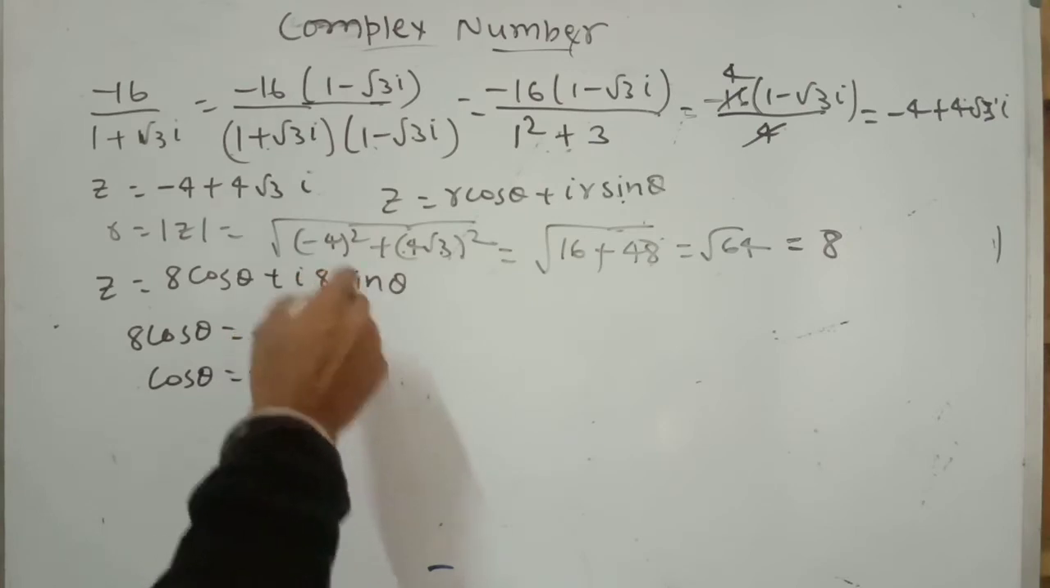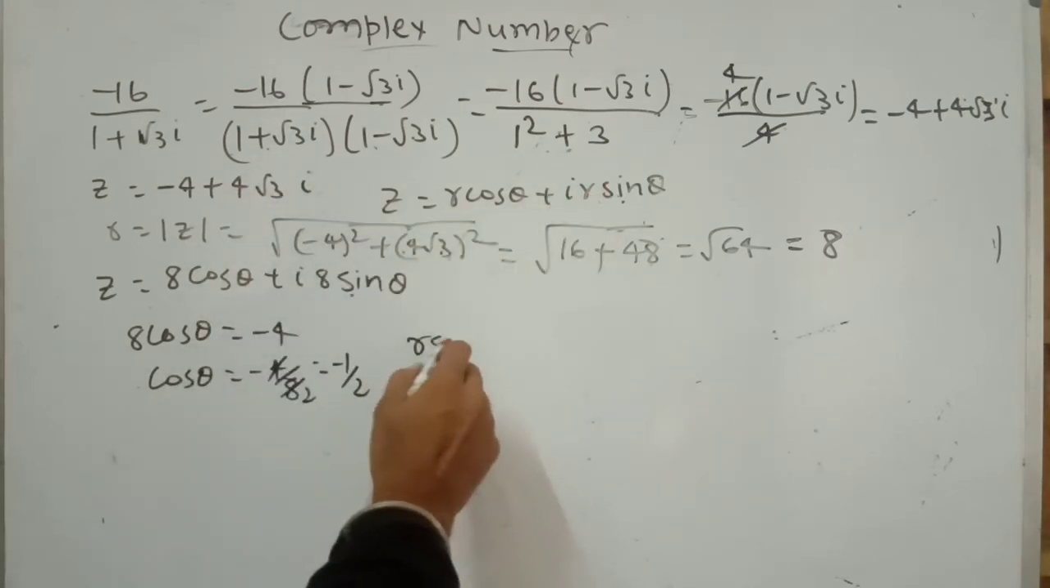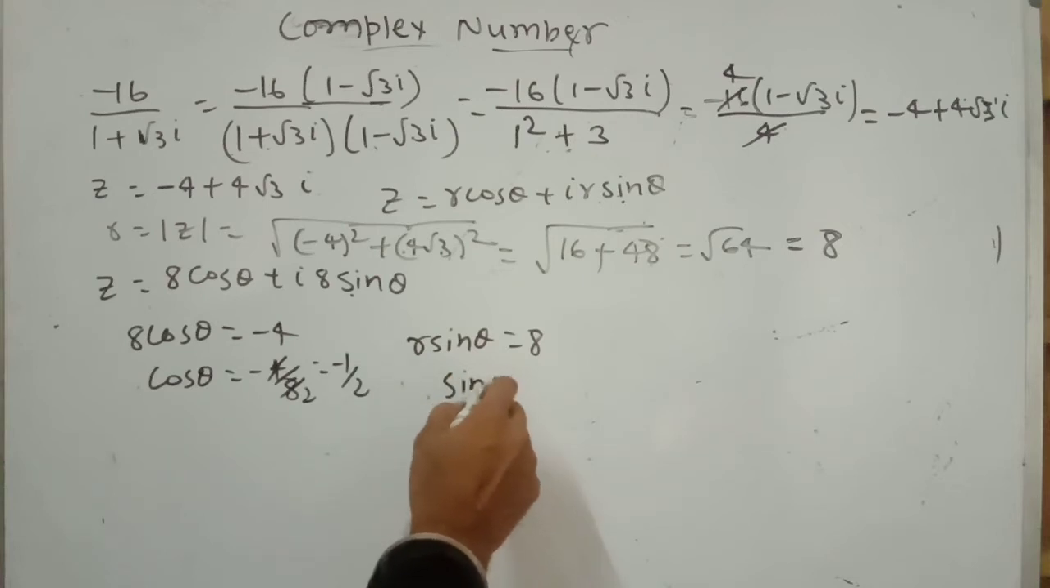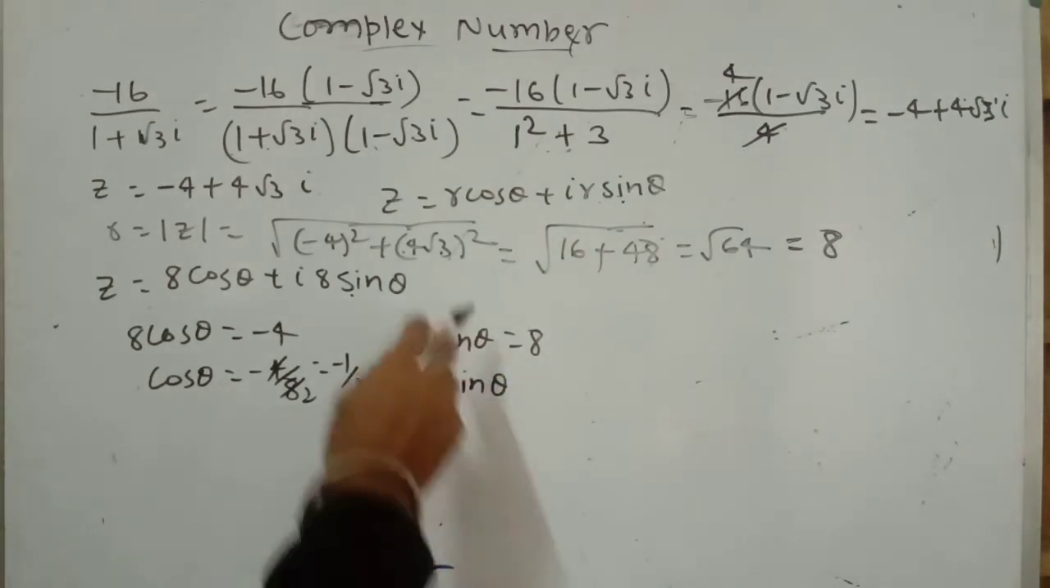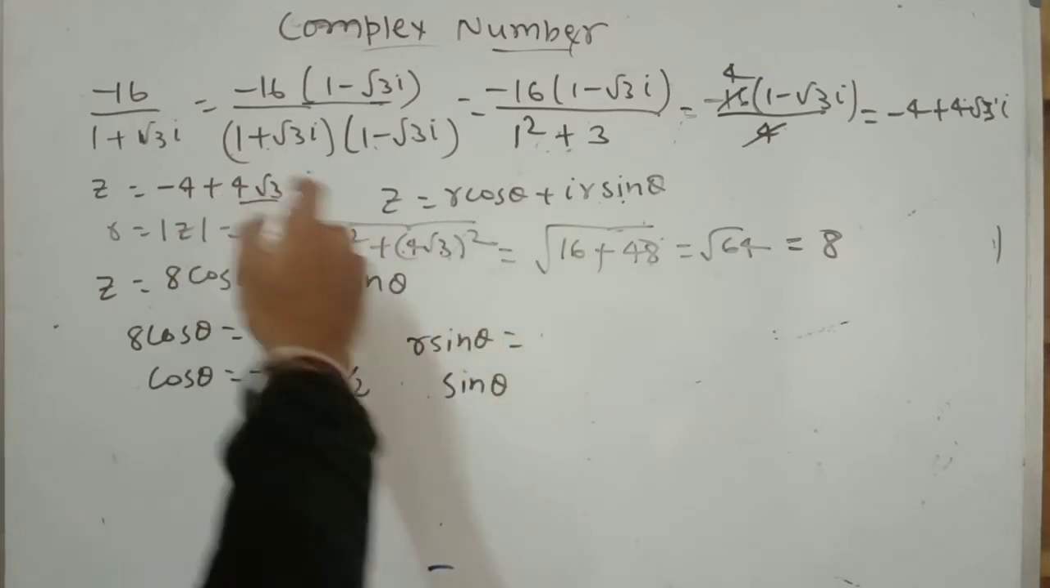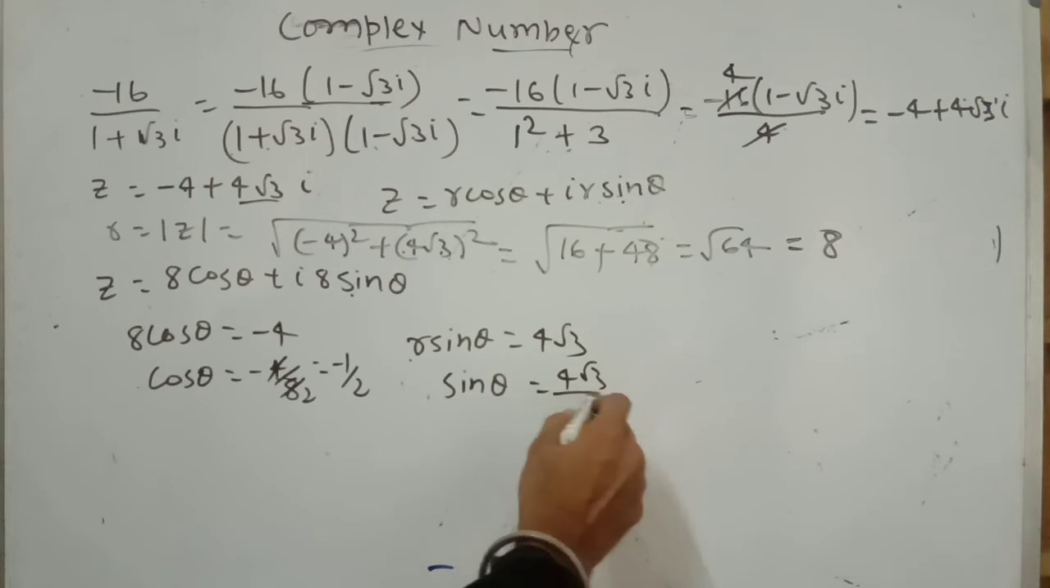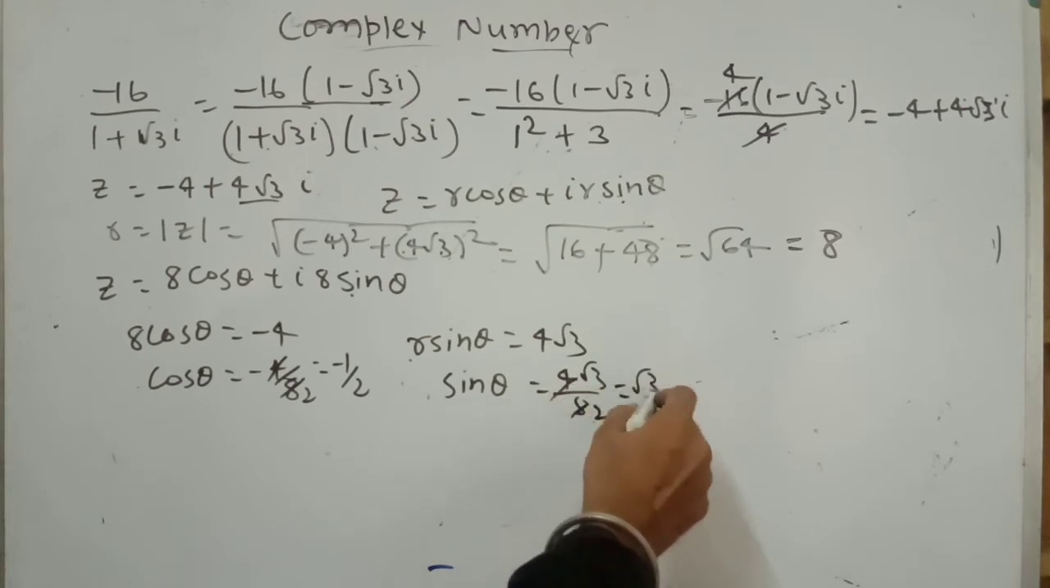Okay, after that, compare with this one: r sin theta equals 8. Okay, so sin theta equals what? So r sin theta, sorry, 4 root 3. Here is a 4 root 3. So 4 root 3, so r equals 8. So 4 root 3 by 8, that is root 3 by 2.